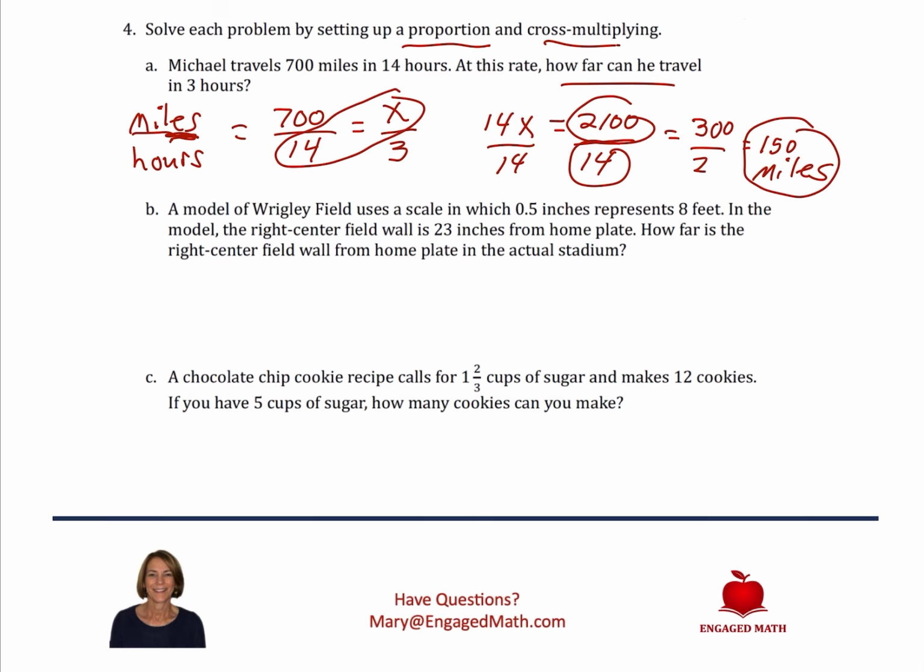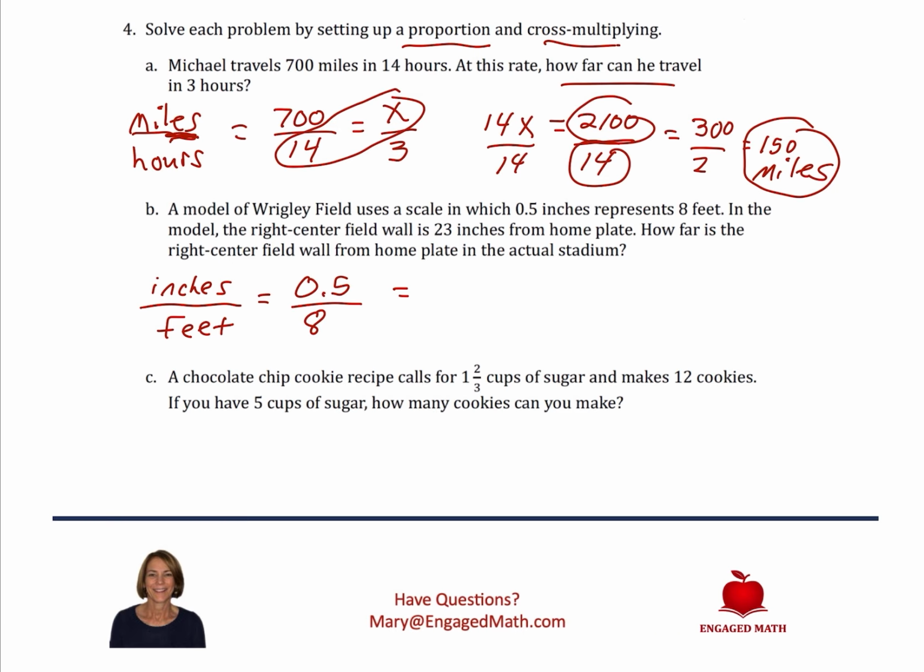All right, let's look at the Wrigley Field example. So in this case, we know that 1/2 of an inch, or 5/10 of an inch, so I'm going to just put inches over the actual, which is feet. You might have said model over actual or model over real. Doesn't matter as long as you're keeping track of what goes in the numerator and denominator. So 1/2 of an inch, I'm going to write that as 5/10, just like they have it. So 5/10 is 8 feet.